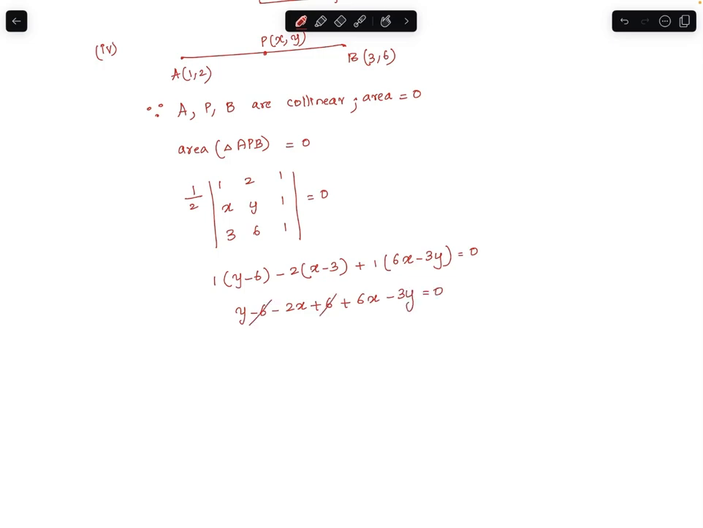Minus 6 and plus 6 can be cancelled, leaving 4x minus 2y equal to 0. Dividing this equation by 2, we get 2x minus y is equal to 0. We can leave it here, or this can be rewritten as y is equal to 2x.